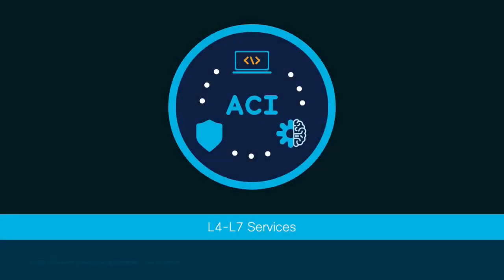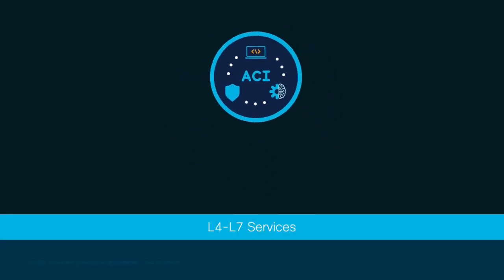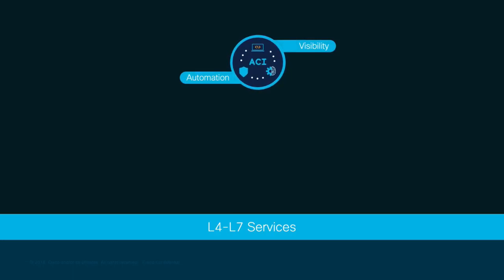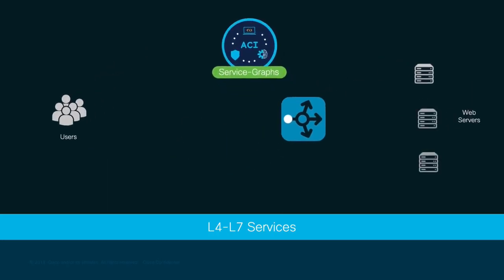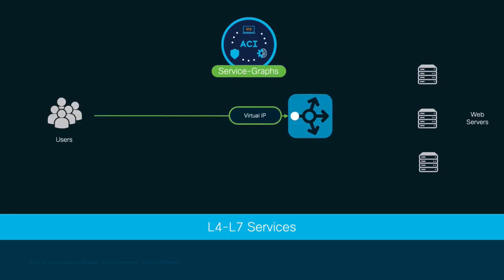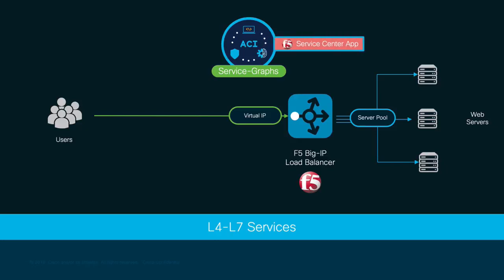As covered in previous chapters, Cisco ACI provides automated Layer 4 to 7 services insertion for firewalls, load balancers, intrusion prevention systems (IPS), and many others, using a feature called Service Graphs. In this chapter, we will take Service Graph and automation further by configuring F5 server load balancers from ACI using the F5 Service Center app.